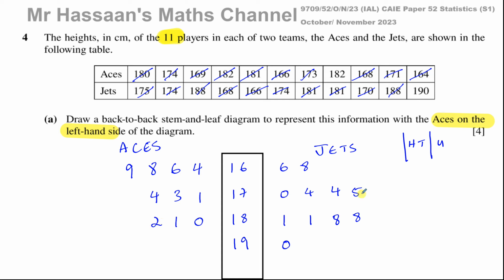We count 1, 2, 3, 4, 5, 6, 7, 8, 9, 10. Hold on, there's something missing. That's always good for you to check. Let's have a look and check again for the Aces: 164, 166, and 168.